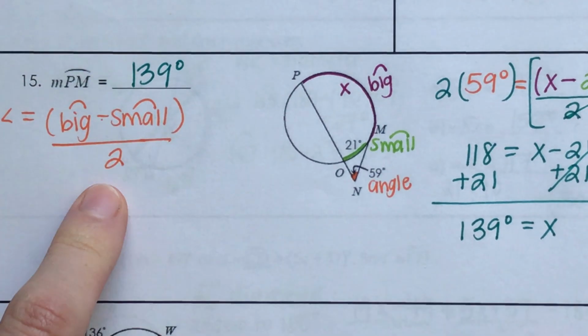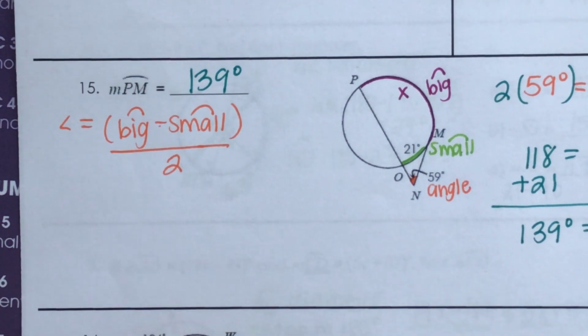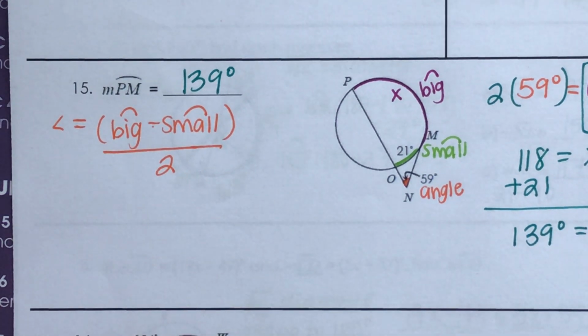So if you always write out the equations like I did like this, you'll never make a mistake. You'll never do the wrong thing. You'll never find the wrong part.